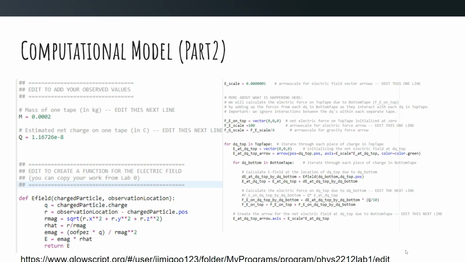So for part two of the computational model, we're assuming the tape to be a line charge instead of a point charge this time for a more accurate representation. We started by plugging in the mass and the charge found from part one. The bottom left here is the code written to calculate the electric field of each particle. And on the right, this code was manipulated to calculate the electric field of the top tape due to the bottom tape's charges.